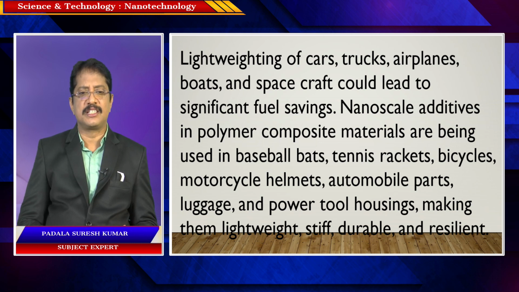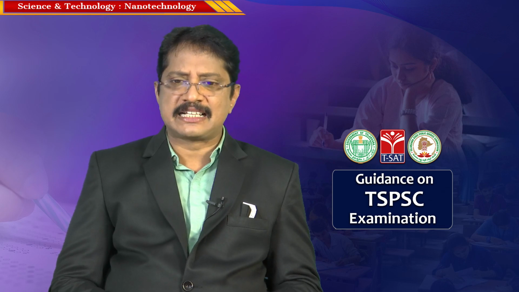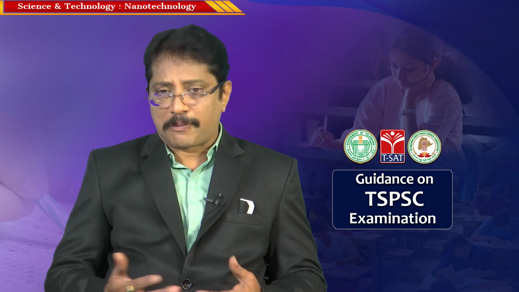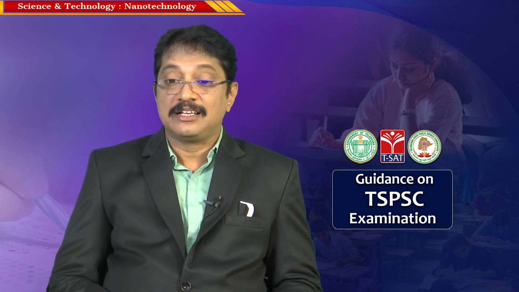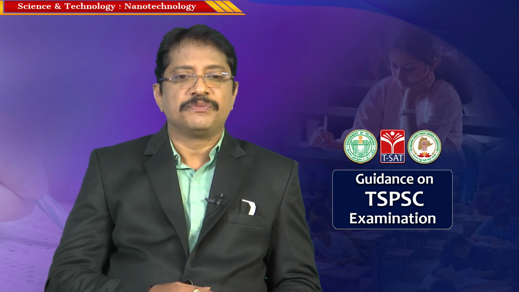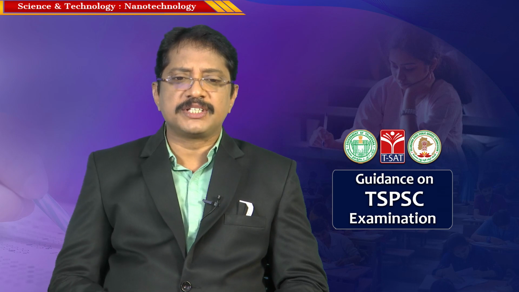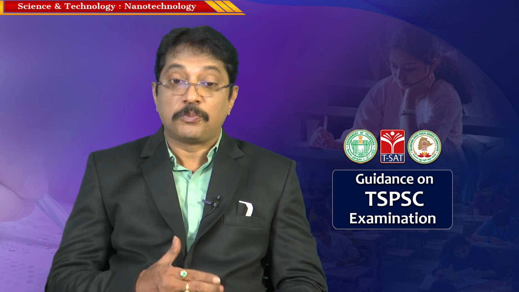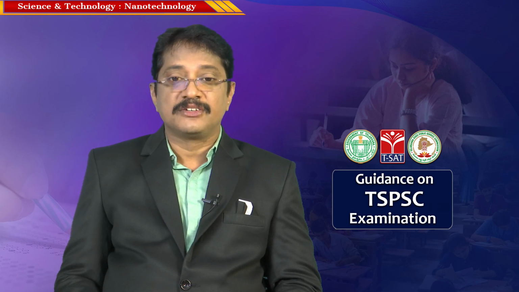Everything, operations, even now, just now I said, baseball bats, tennis rackets, bicycles, motorcycles, helmets, automobile parts, luggage, power tool housings, making them lightweight, stiff, durable, and resilient. So we can manufacture all these things by using nanotechnology and nanoscale additives, especially in the polymers. We can prepare composite materials from the nano.